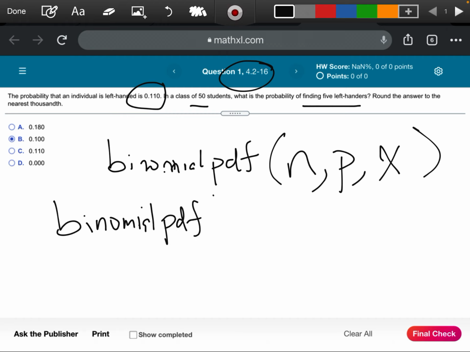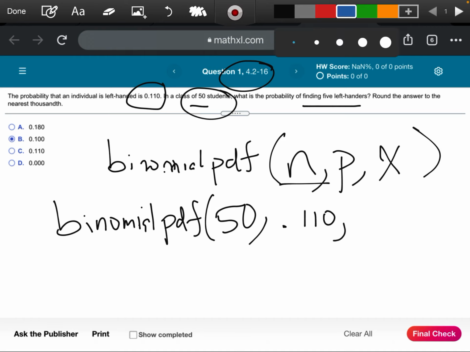Binomial PDF. Remember, n is the number of people we're looking at. Well, we have a total of 50 people. My probability is, in this case, 0.110, and we're trying to find exactly 5 left-handed people.